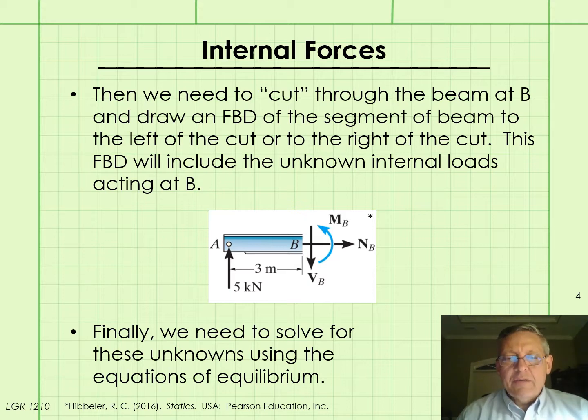The left side of the beam, to the left of the cut, is drawn here. We calculated a 5 kilonewton support reaction, 5 kilonewtons acting upward at A. And now at the cut, we need to show the loading there, the forces and moment there, which will represent what was going on internally in the beam.